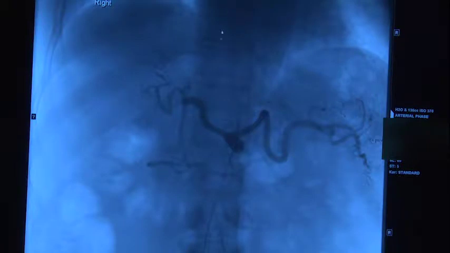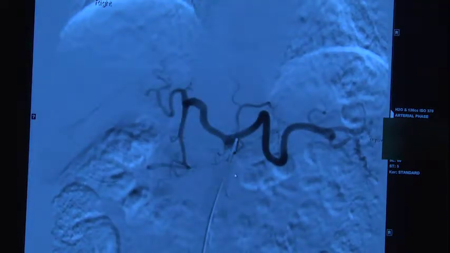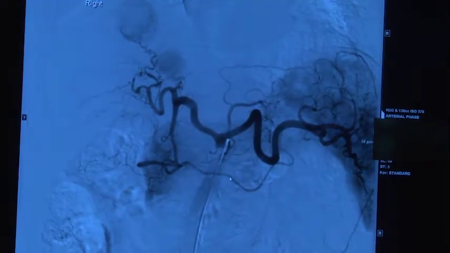So just for orientation, the spine is here, the liver primarily is over here, and this is in a blood vessel that supplies blood to the liver and spleen. And so these images, this is now subtracting the other structures away. I'm just rolling through them here in sequence.